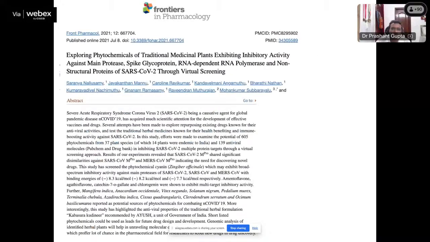Then again, a paper in Frontiers in Pharmacology in 2021 got published, and there also they say through virtual screening, which is another term for computational drug designing, that there could be a good inhibition activity against the main proteases of SARS-CoV-2. There we also proposed that Kabasura Kudineer, on the left, recommended by the Ayush Ministry, can possibly work for COVID-19. These two papers were computational.